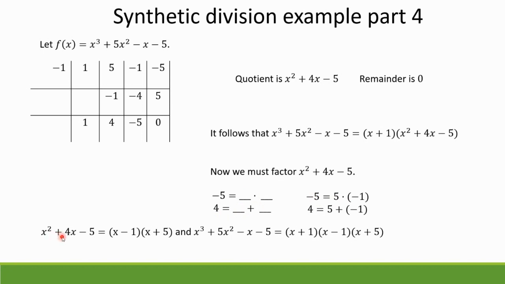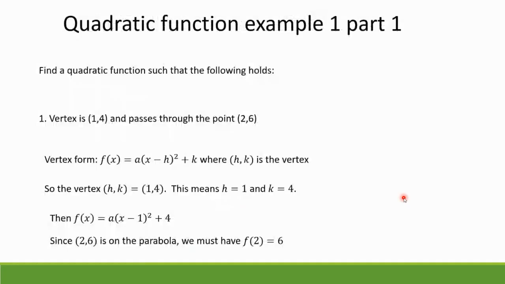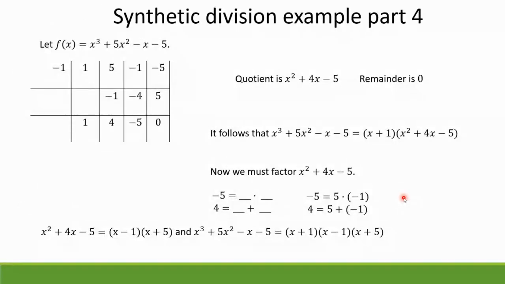So this polynomial is this product. And altogether, the original polynomial is equal to this product. So that's what we get. Are there any questions about this? I really hope that made sense.